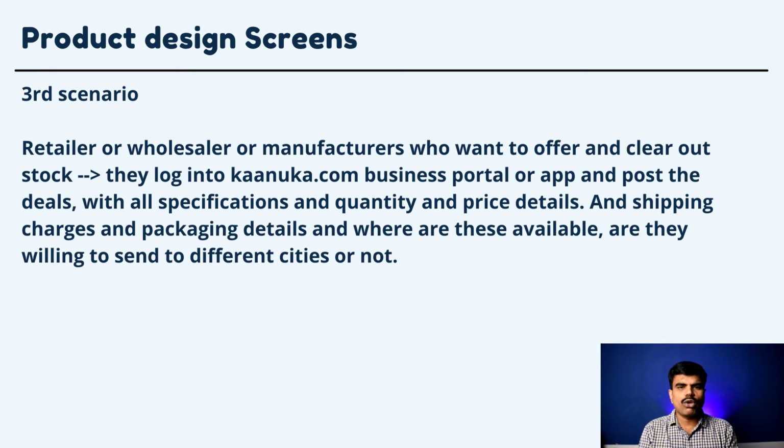It will include all the specifications like height, width, whether the package is available or not, where it is available, whether they can dispatch to the retailer who is going to buy or not, and whether they will bear the transportation charges or not. With all these specifications, they need to post it in the B2B portal, where the retailer also has access to browse these items and select them. This is all about the third scenario, which is the retailer or the wholesaler or the manufacturer who wants to clear out their stock.